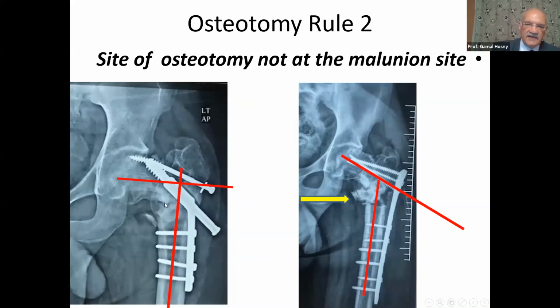Because here is the CORA, but the osteotomy is not exactly at the site of the CORA. That's why we should have displacement, and this is osteotomy rule number 2. But at the end, we should have alignment of the mechanical axis.